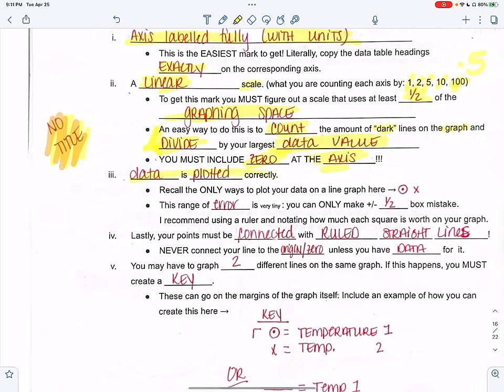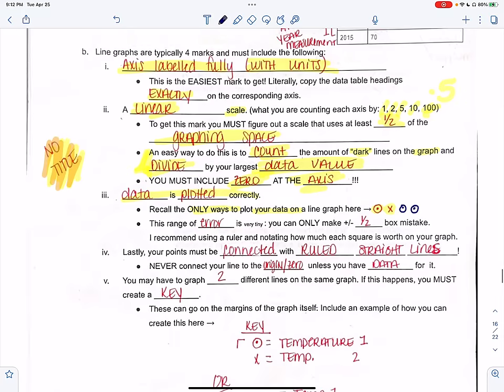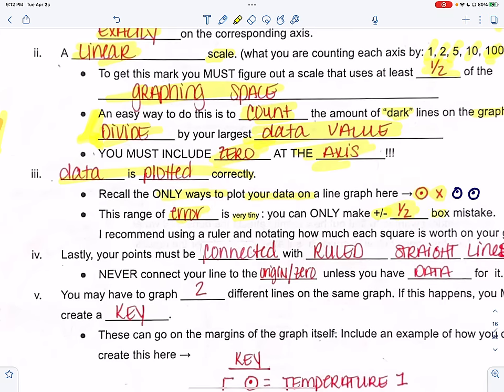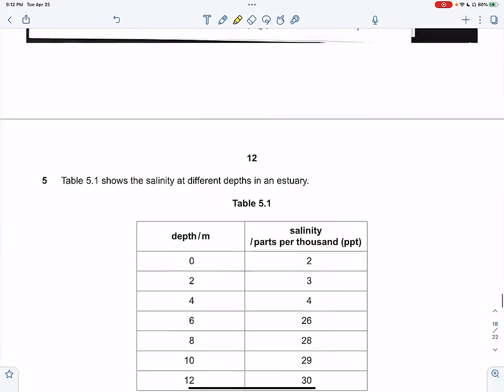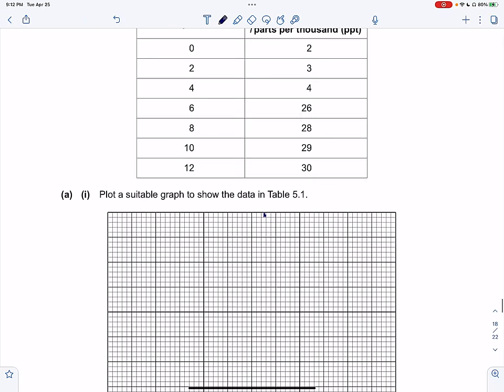Your data needs to be plotted correctly. The only ways to plot your data on a line graph are with a dot, a circle, or an X. You are not going to get marks if you do this. If you find yourself doing that, you need to have a dot with a circle around it. The range of error is so small, there pretty much is none. It's tiny. You can only make a plus or minus one half of a box mistake. Half of a box. I can't even make it with that. It's literally too big. Okay, half a box looks like this. That's your range of error.